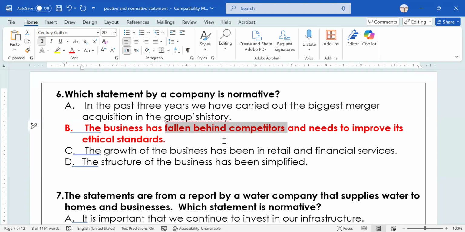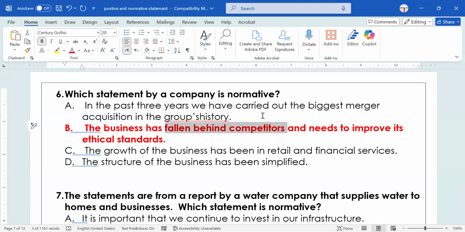But how about letter A, C, and D? A, C, and D are positive statements. Why? Letter A: in the past 3 years, we've carried out the biggest merger acquisition in the group's history. So you have here a factual claim about a business event, and it can be verified using the company's records. The biggest merger acquisition over the past 3 years. So there will be evidence that there's a merging of businesses.